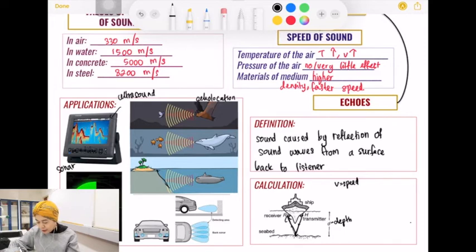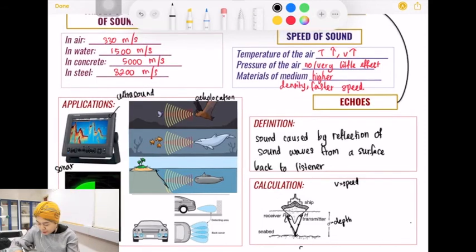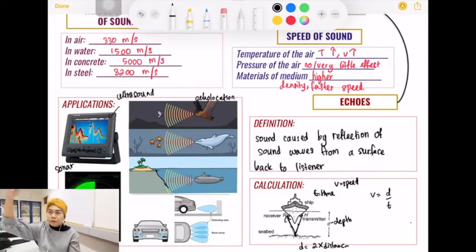Okay, so the depth now you will consider 2 times, because going down and going up, right? So your distance becomes 2 times the distance. You know from the formula that speed is distance divided by time. But in this case, because the time is the full time between going down to the depth of the ocean and coming back to the ship, it will be 2D.